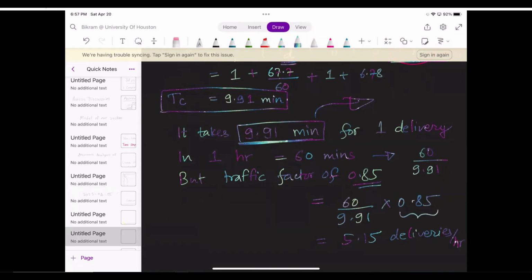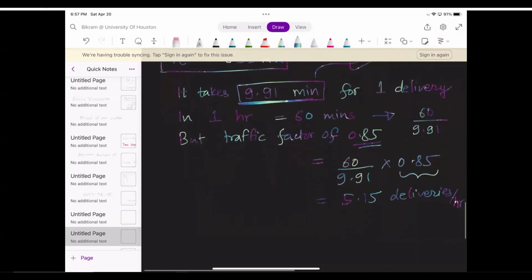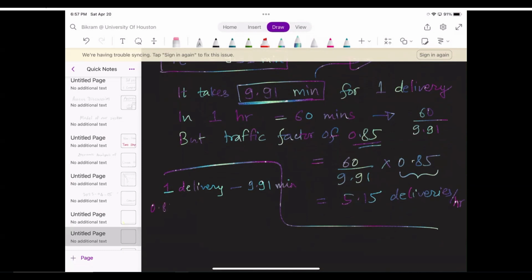You can also do it right here. You can divide it right here. Let's say one delivery takes 9.91 minutes. This is the ideal without any delay. Now with the 0.85 traffic factor, logically it should take longer, isn't it? If it takes 9.91 minutes without any delay, then with some delay, which is 15%, it should take longer.